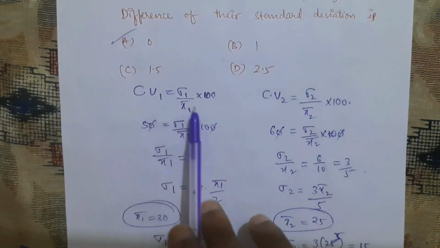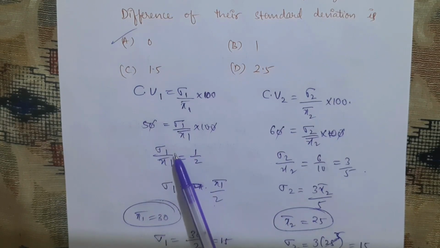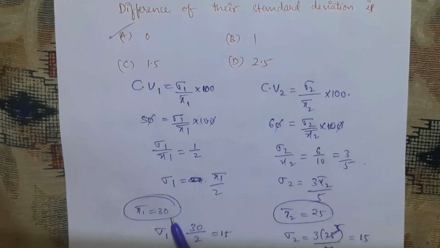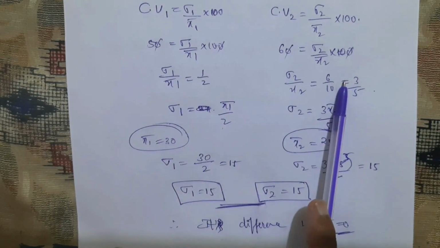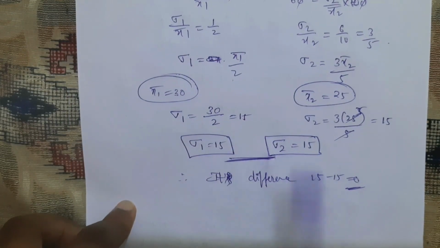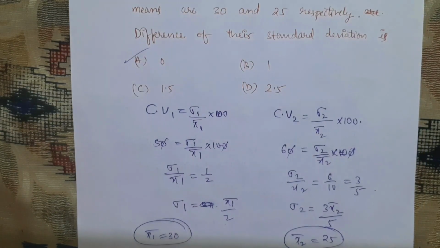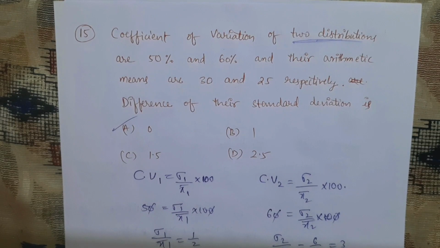As they given the coefficient of variation percentage, we consider that here so that we get sigma 1 by x1 bar equal to 1 by 2, and the arithmetic mean is also given. If you substitute, you will get the standard deviations of those two distributions. As here we got the same, that means the difference is 0. If any different numbers are there, then we will get one of the other options. Hope you understood these questions from statistics.